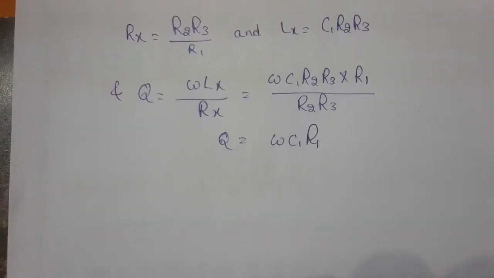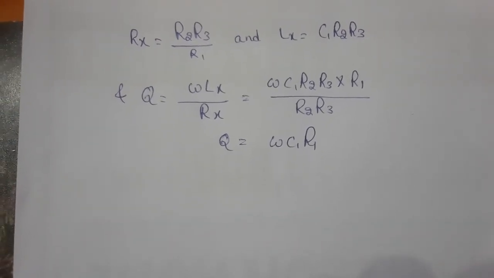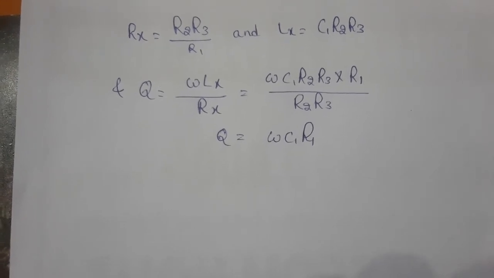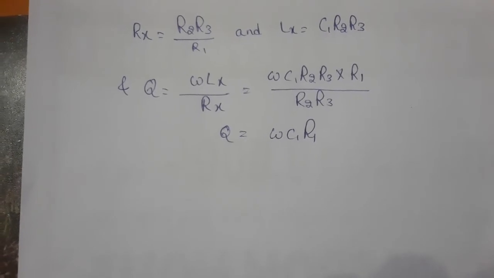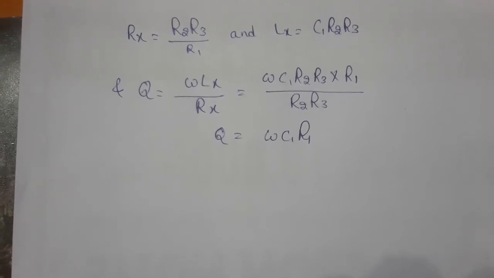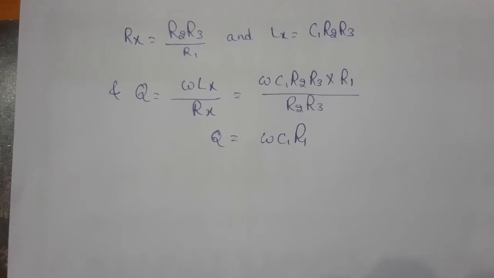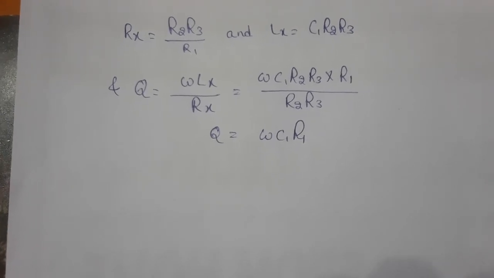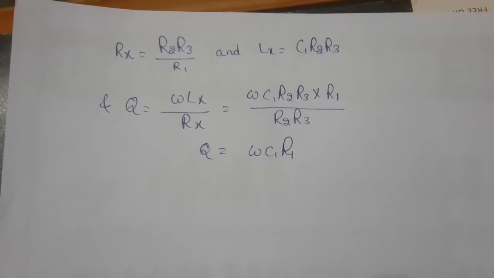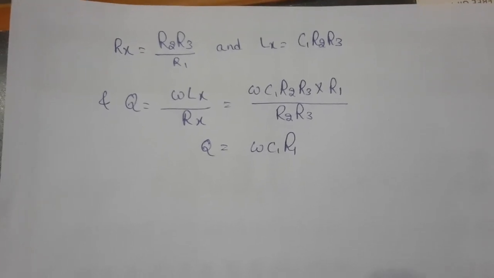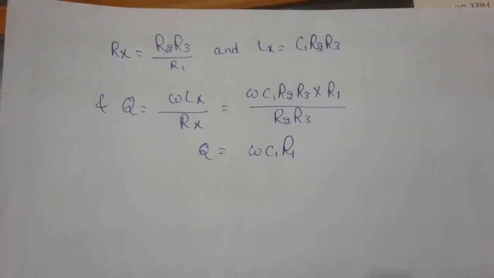Rx equal to R2 into R3 by R1, and Lx equal to C1 R2 R3, and Q is omega Lx by Rx, equal to omega into C1 into R2 R3 into R1 by R2 into R3. So by this we will get Q equal to omega C1 R1.